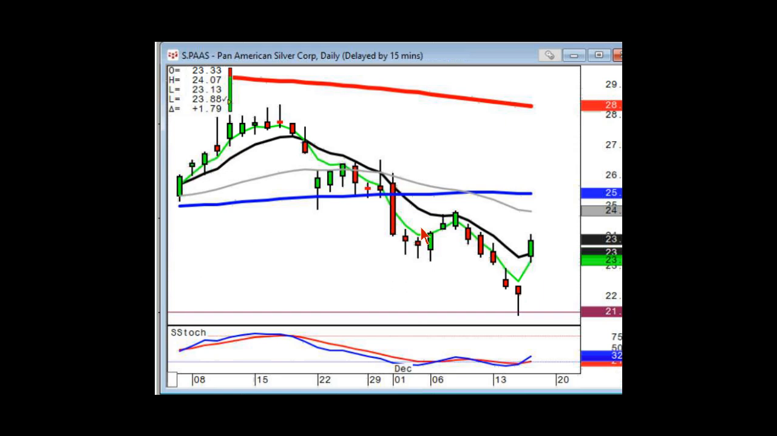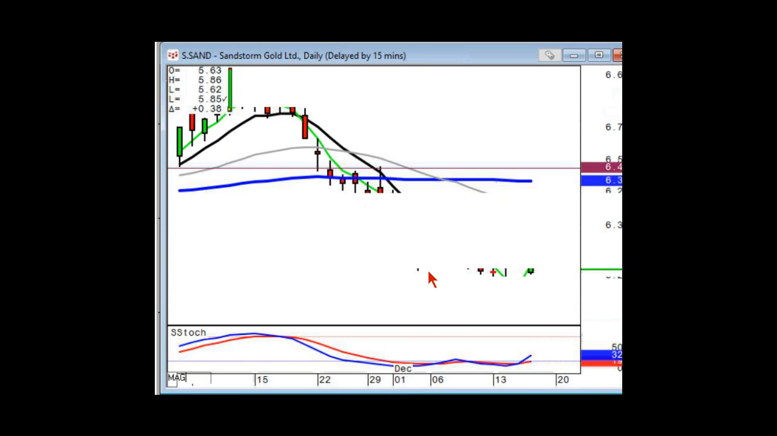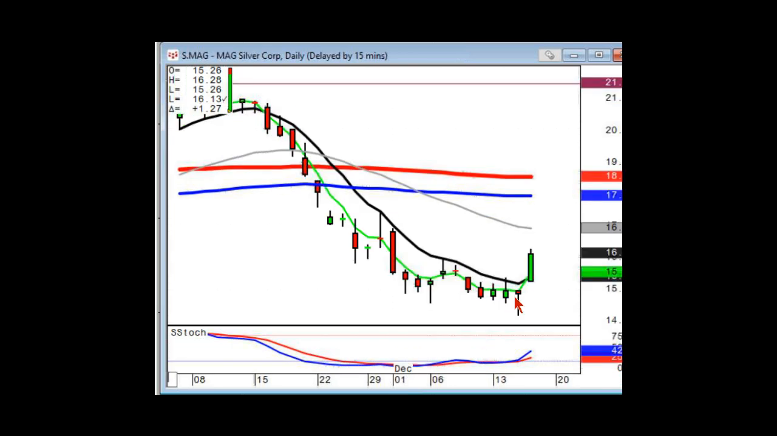Pause. Did we do that one already? Sand, another one that did a best friend signal. And mag did kind of your hammer gap up. Where's your first likely target? There's the gap right here, which means they could probably take you to the 50.